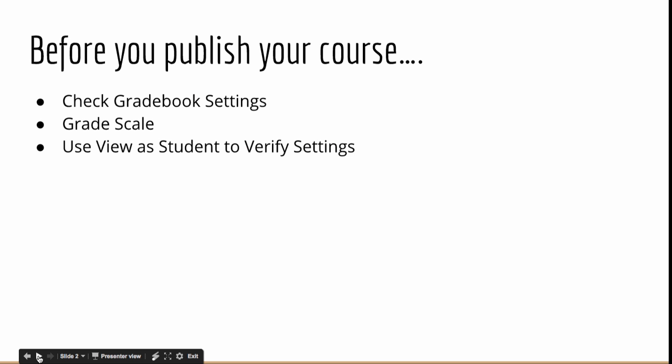Hi everyone. In this short video, I'll demonstrate some of the maintenance that you may need to provide in your Sakai online course. Before you publish your course, there are some settings that you need to check in your gradebook. You'll do this by going into the Gradebook Settings tab, the Grade Scale tab, and then the Use View as Student to verify those settings. So let's get started.